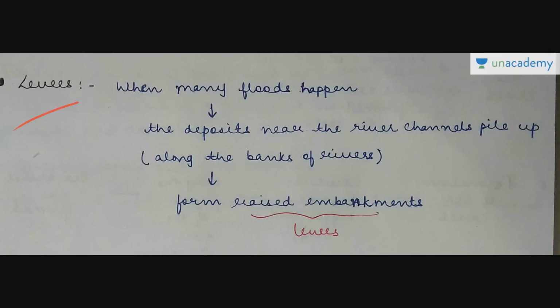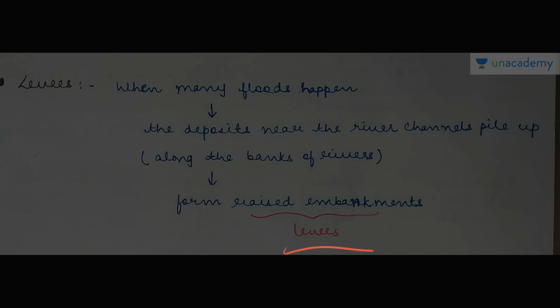Now one concept is levees. When floods happen continuously and floodplains are being formed, the deposits near the river channels pile up along the banks of the rivers. These deposits keep piling up along the banks, they will be raised, and they will form a kind of raised embankment. That raised platform is known as the levees.